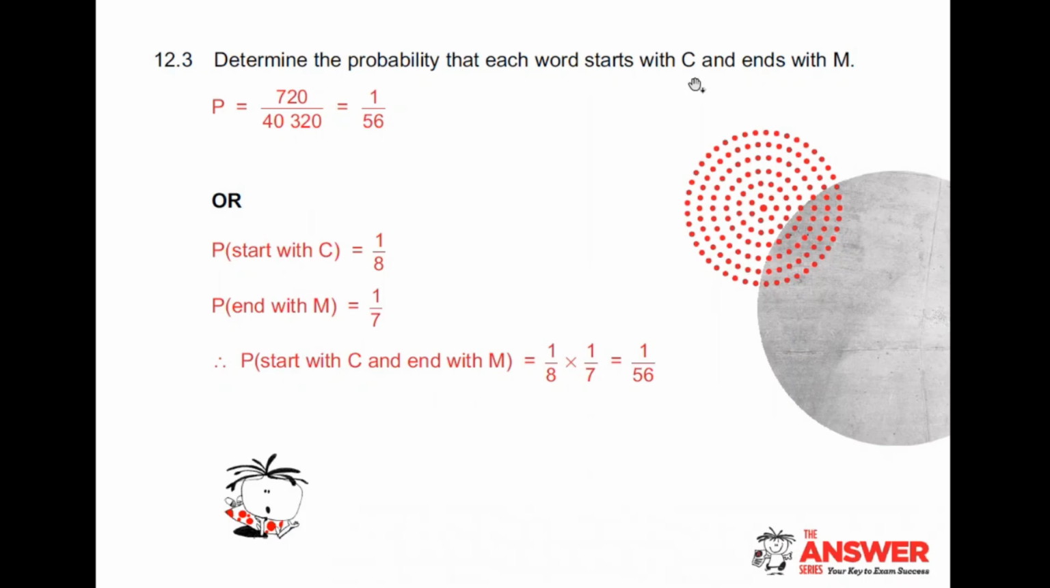There's 7 left. So the probability of starting with a C is 1 in 8. The probability of ending in an M is 1 in 7, because the C is already in the beginning. There are now 7 letters left. So what's the probability it starts with a C and ends with an M? It's 1 over 8 times 1 over 7, which is 1 over 56.